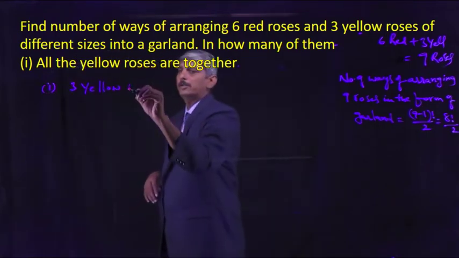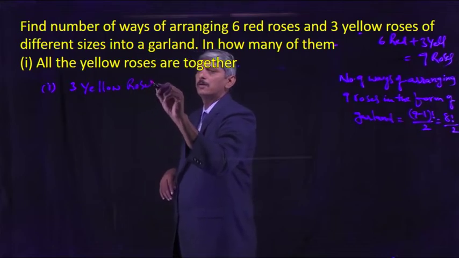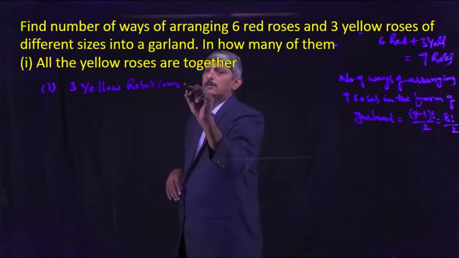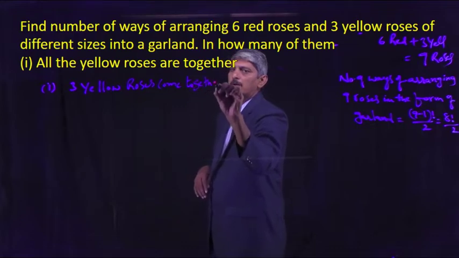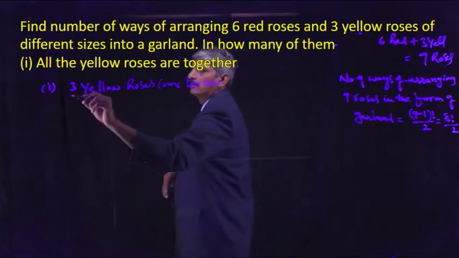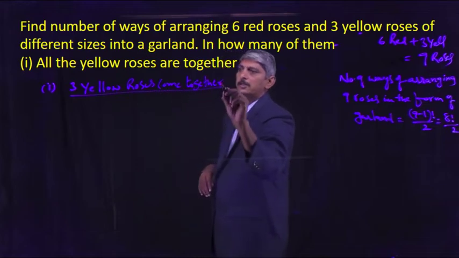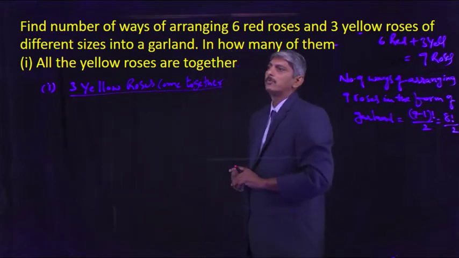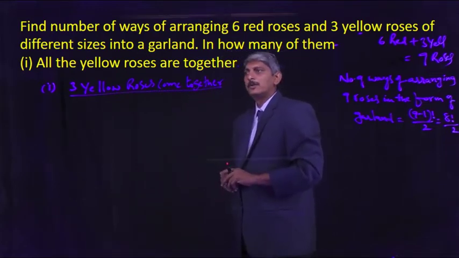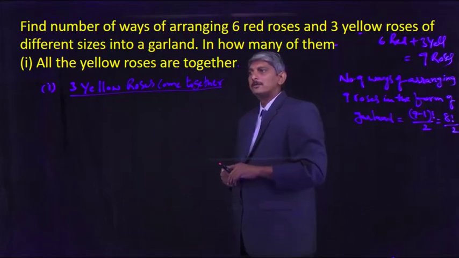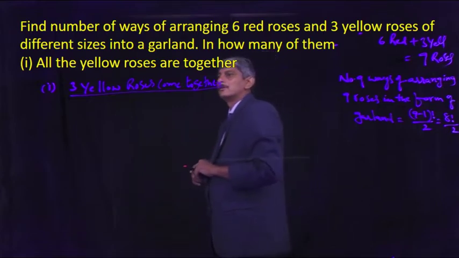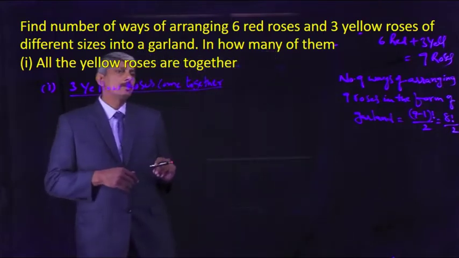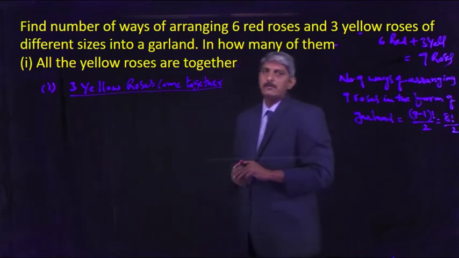Now we have to calculate the cases where 3 yellow roses come together. In the previous case, all the girls sat together; here, 3 yellow roses come together. So first, how do we solve this? This is a very familiar question.